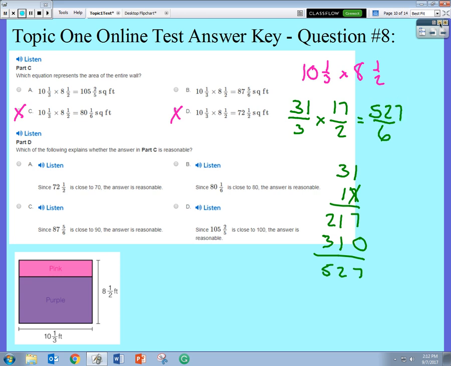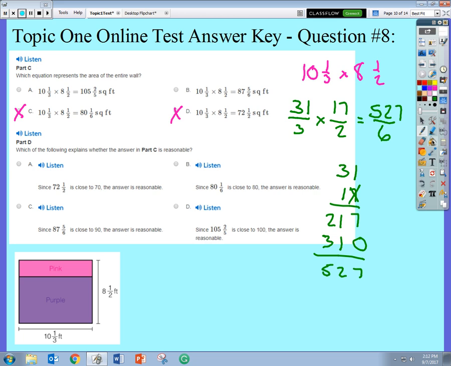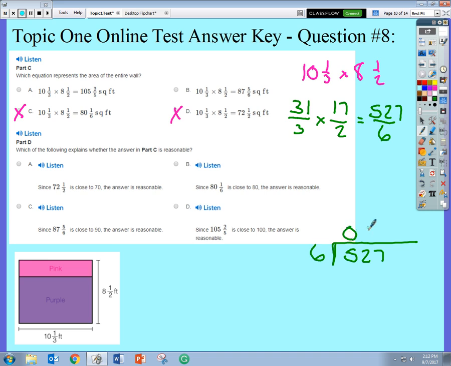527. How many times does 6 go into that? Well, I definitely know it's not 100, because that would mean 6 goes into 5 one whole time. But let's just double-check the math here. 527. There's that mistake I was talking about. 527 divided by 6 does not go into 5, but it will go into 52 8 times, which gives me 48. I subtract, that's 47. 6 times, I believe, 7 gives me 42. That's 5 left over. I can't make another group of 6, so I have 87 and 5/6. There is my winning answer.